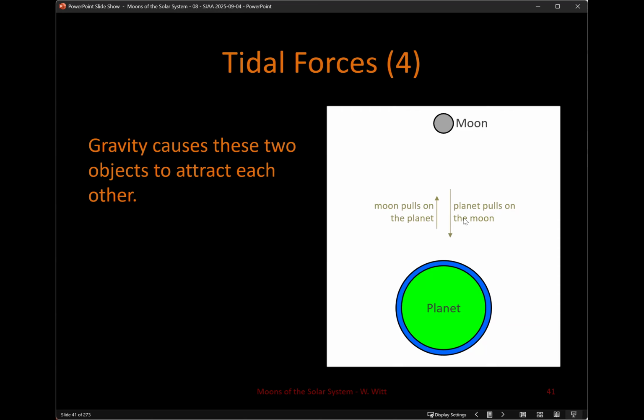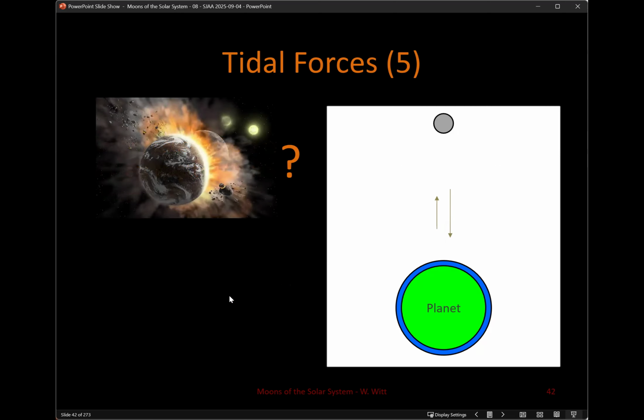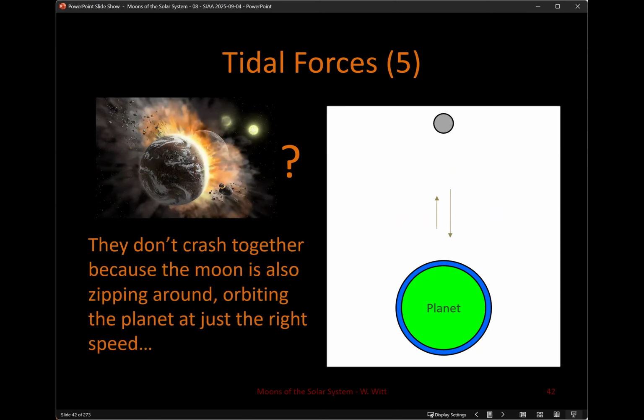And so here then, right, this moon is kind of pulling on the planet a little bit, and the planet is pulling on the moon. And that results in some combined mutual attraction that's trying to pull these two things together. Now, you might ask, well, if they're being pulled together, don't they crash into each other? And there's something else going on that's preventing that, and that is that the moon is moving, right? It's actually zipping around the planet in its orbital path. So it is taking a circular path around, and it's moving just fast enough that it can essentially balance out the gravitational pull, by perpetually going around in an orbital path.